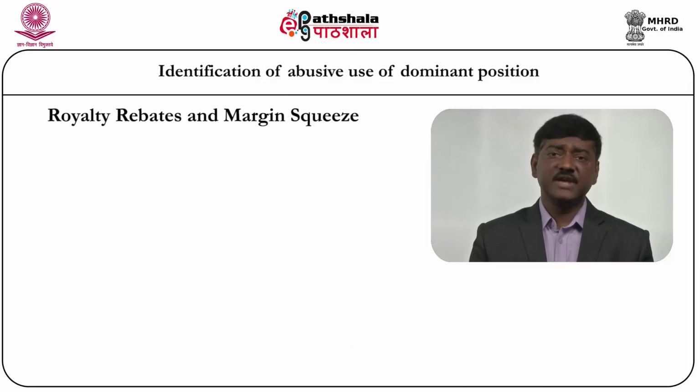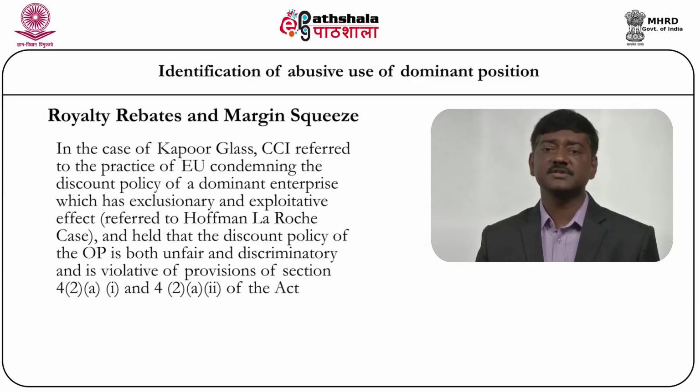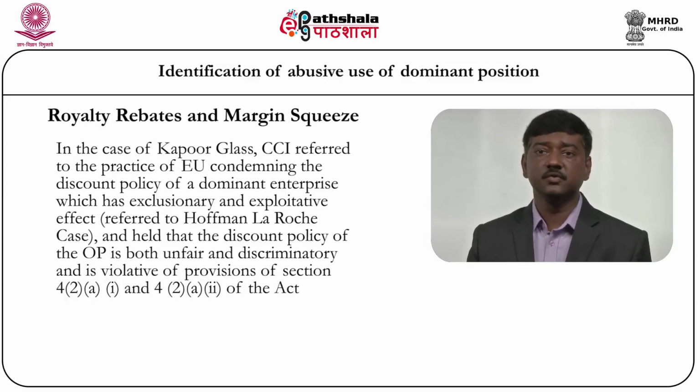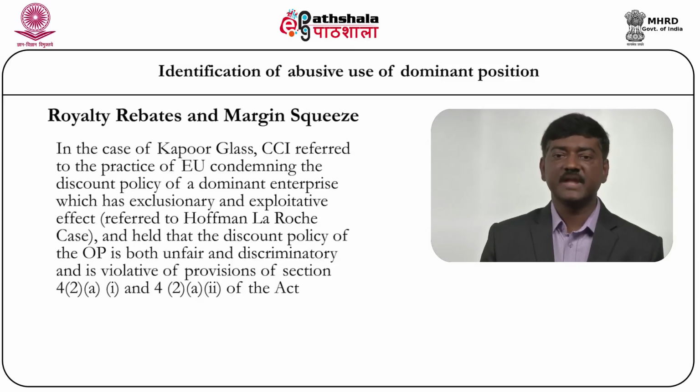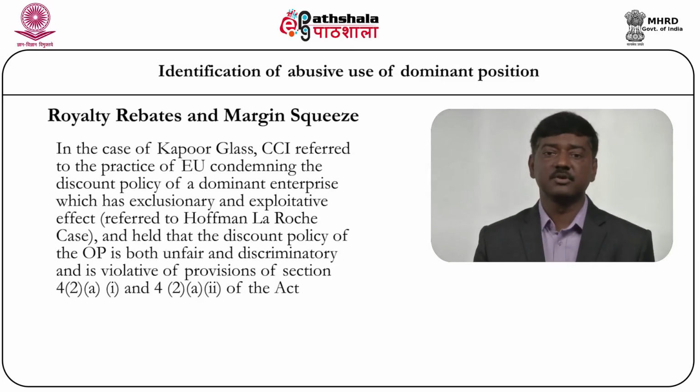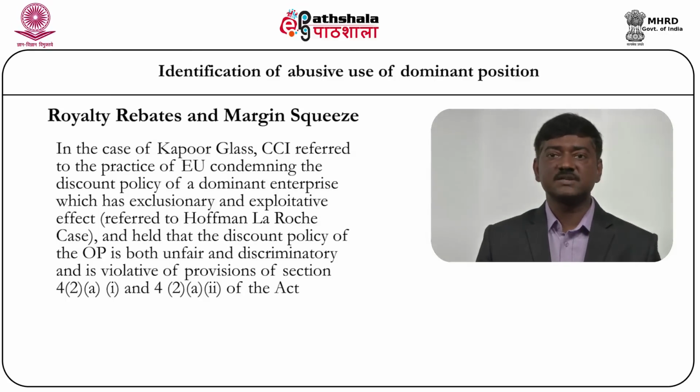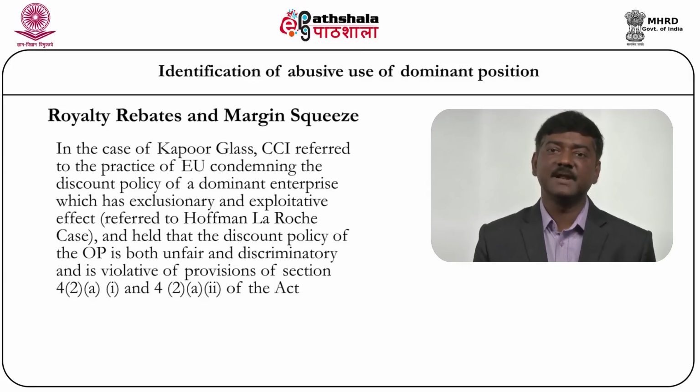Similar to that kind of case, we had the Kapoor Glass case, in which the Competition Commission of India referred to the practices of the EU, condemning the discount policy of a dominant enterprise, which has exclusionary and exploitative benefits. And they referred to the Hoffmann-La Roche case also of the EU, and it was held that the discount policy of Schott Kaisha was both unfair and discriminatory, and was violative of section 4(2)(a)(i) and 4(2)(a)(ii) of the Act. They were discriminating between their own downstream player, upstream player, as well as the other upstream player like Kapoor Glass.